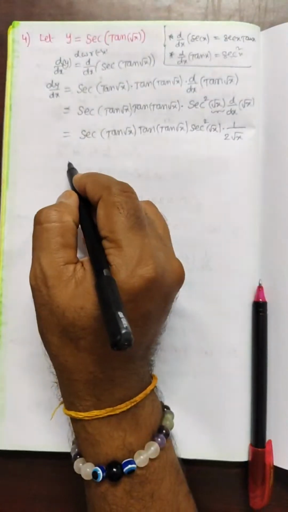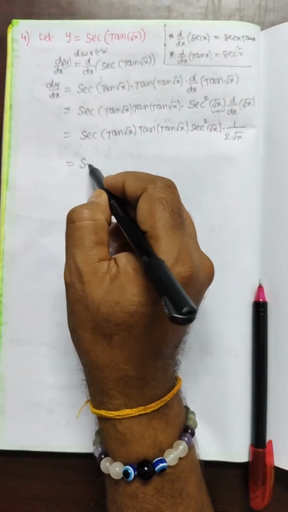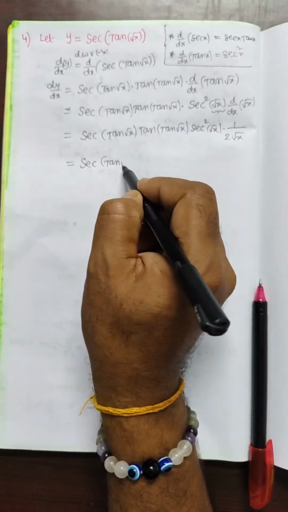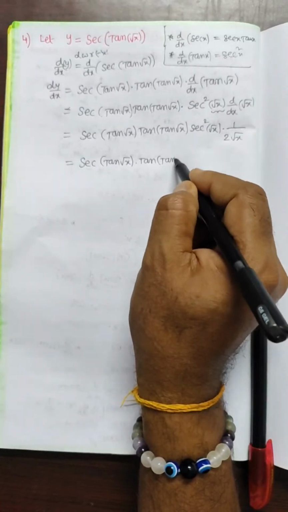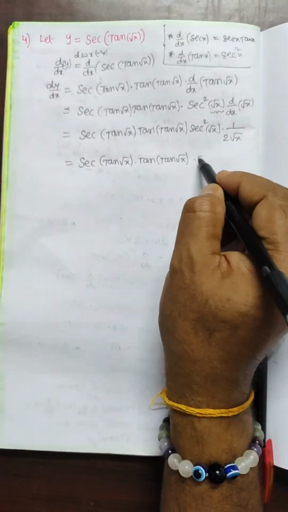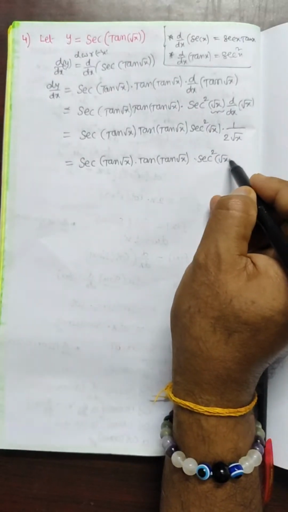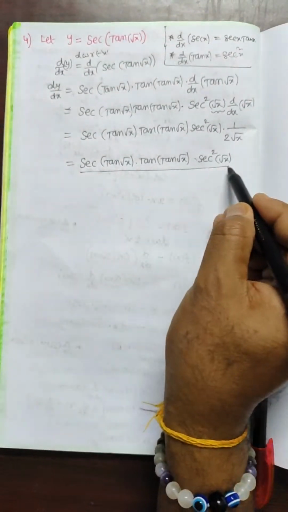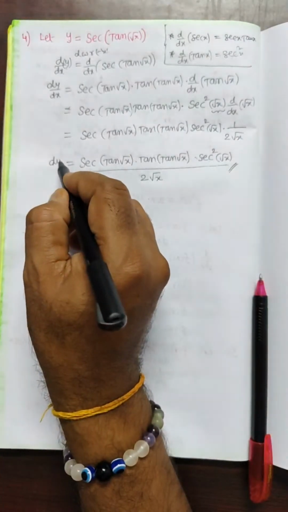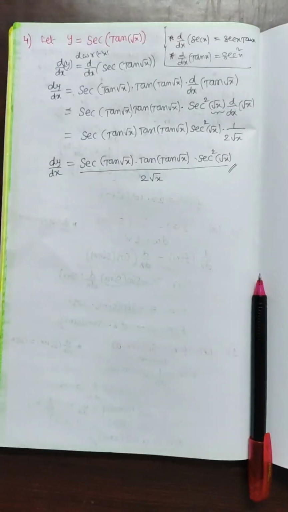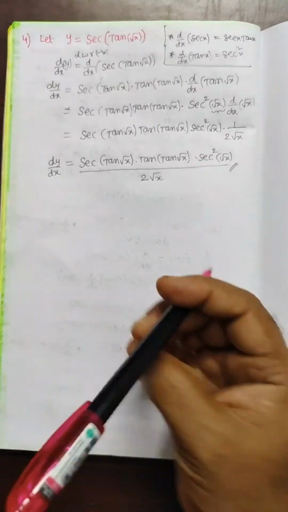So just once again I'll write it. The complete sense, secant of tan root x into tan of tan root x into secant square of root x divided by 2 root x. This is the derivative of the given function, dear students. So for the given question, let us move to the question number 5.